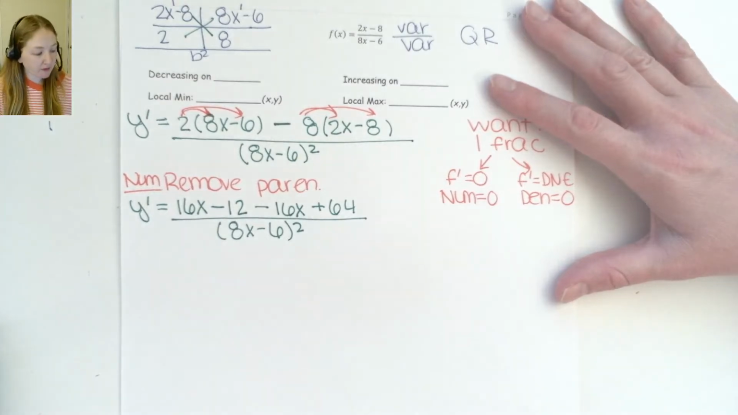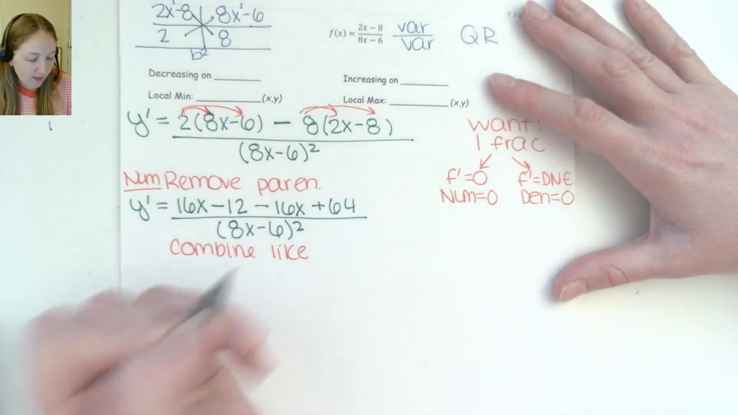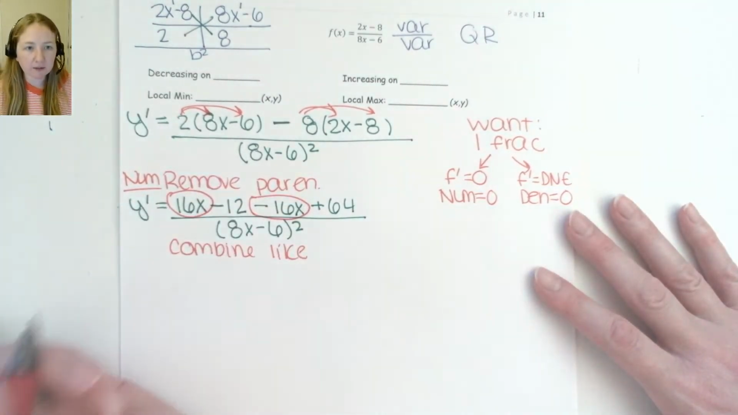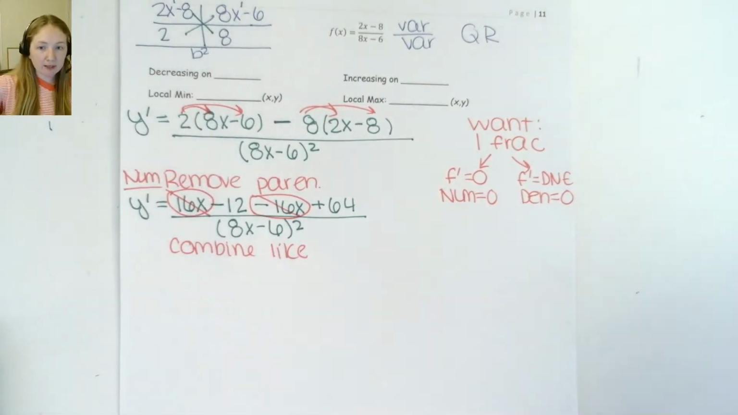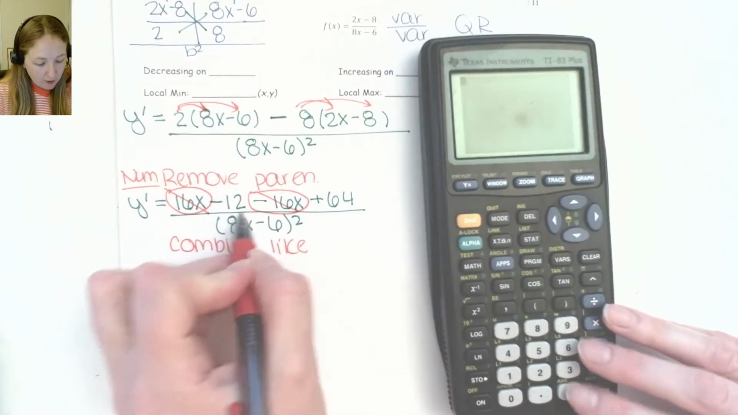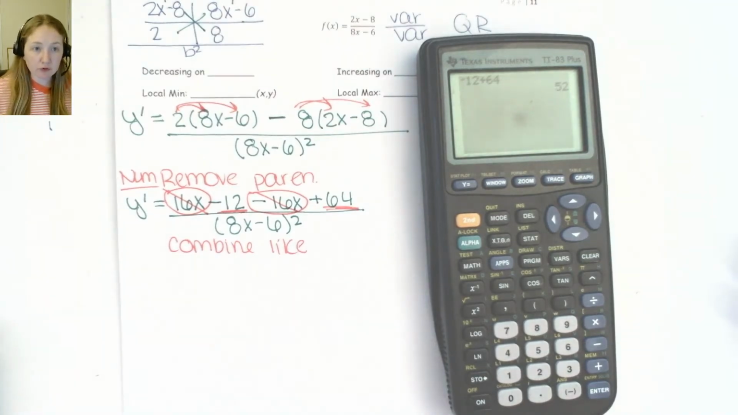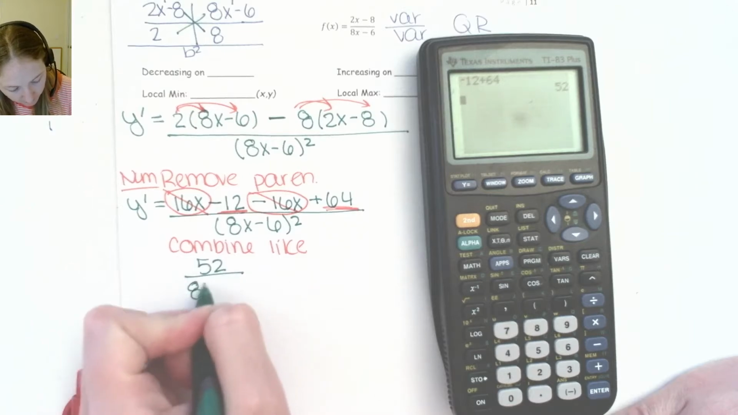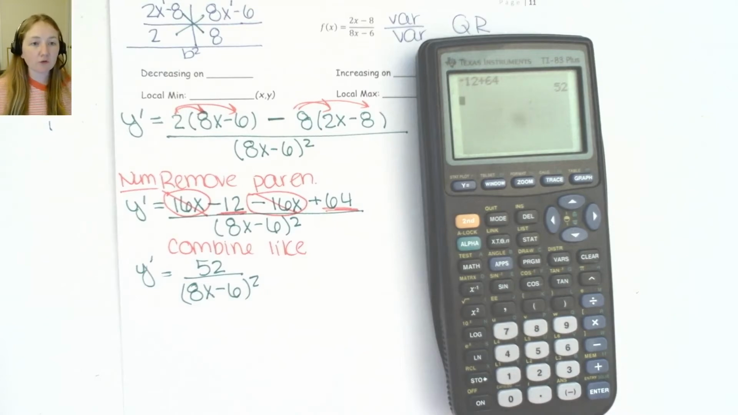After we remove parentheses, we are then going to combine our like terms. You'll notice that we do have a 16x and a negative 16x, so those are going to cancel each other out. And then we will take negative 12 plus 64. So again, just the negative 12 plus the 64 to combine those two like terms to 52 over 8x minus 6 quantity squared. All right, so that is our first derivative, simplified to one fraction.